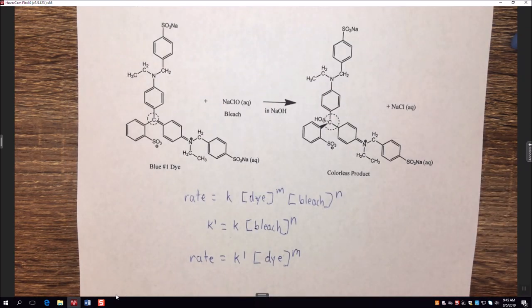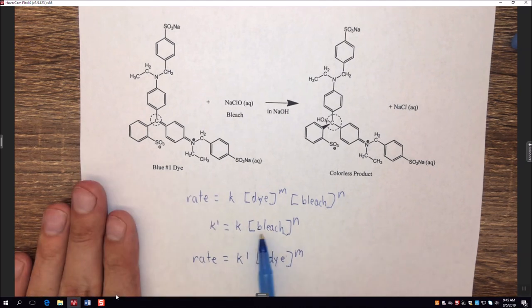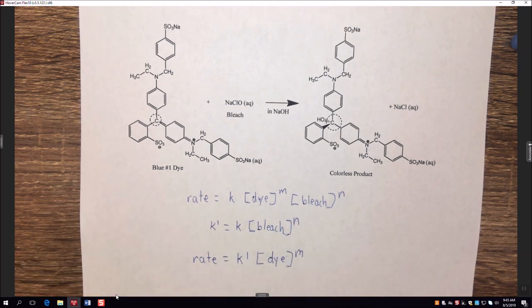But this leaves us with a problem. We still need to be able to figure out the reaction order with respect to bleach. And in order to do that, we're going to have to do multiple trials. You're going to do four trials. Tim is going to show you how to do one trial, and we're going to present data for a second trial, but we're only going to do the calculations for two trials. You're going to have to do a third trial and a fourth trial.